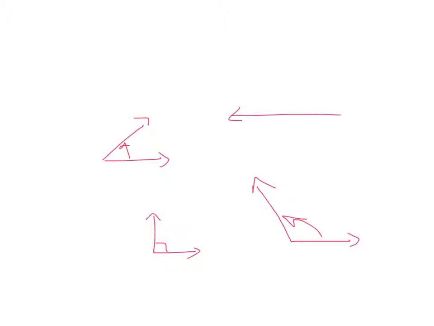Also remember definitions for angles. This is considered acute because it's less than 90. This is considered a right angle. This is considered an obtuse angle because it's greater than 90 degrees. And then we also have straight angles that are exactly 180 degrees.